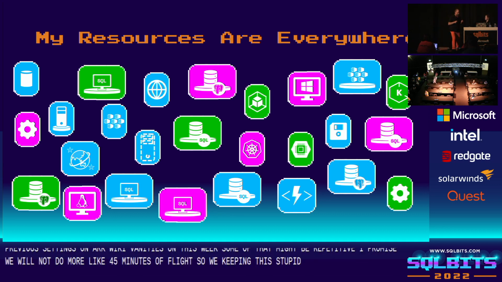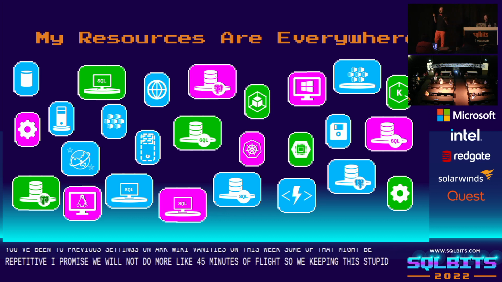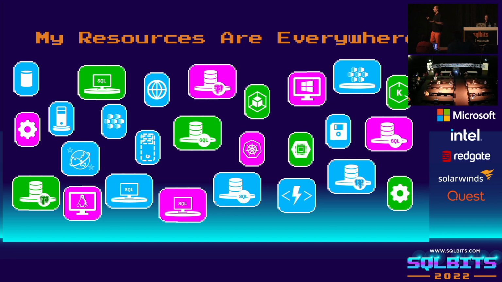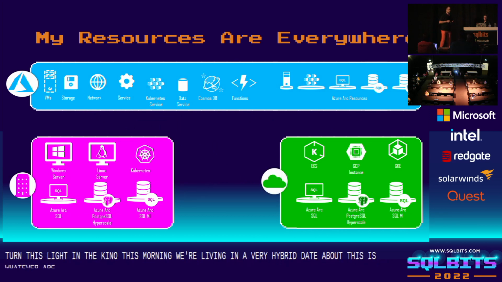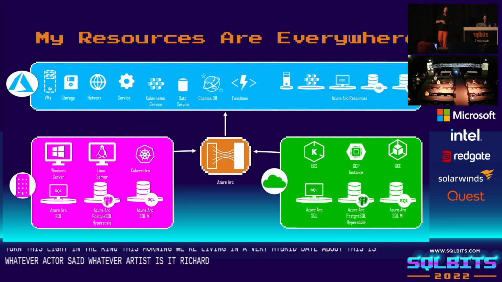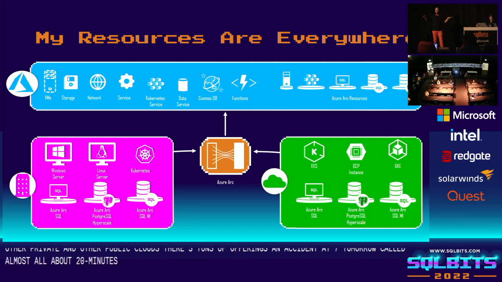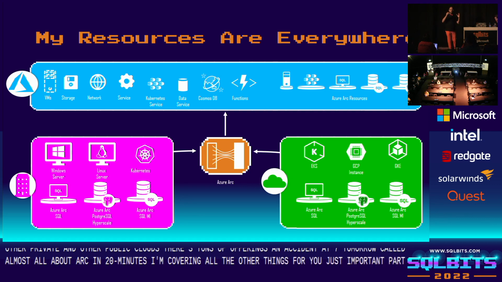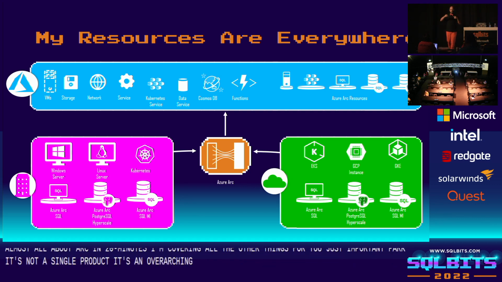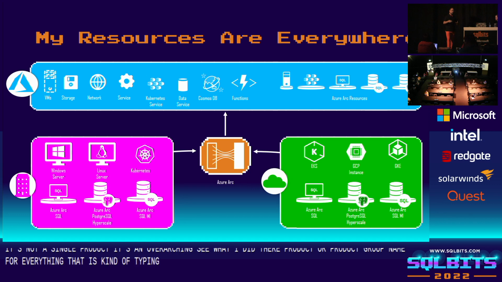So Azure Arc. You may even have seen this slide in the keynote this morning. We're living in a very hybrid data world, and this is what Azure Arc does. It bridges the gap between your on-prem environment, Azure, and other private and public clouds. There's tons of offerings. I'm doing a session tomorrow called Almost All About Azure Arc in 20 minutes, where I'm covering all the other things. For you, what's important is that Arc is not a single product. It's an overarching product group name for everything hybrid, stuff that Azure brings to you or that you bring to Azure.